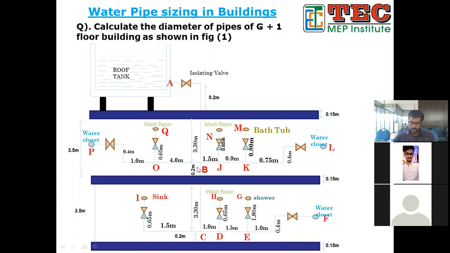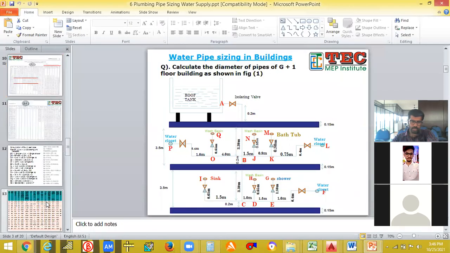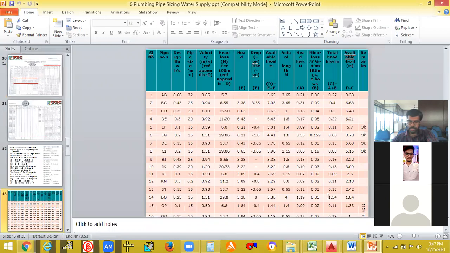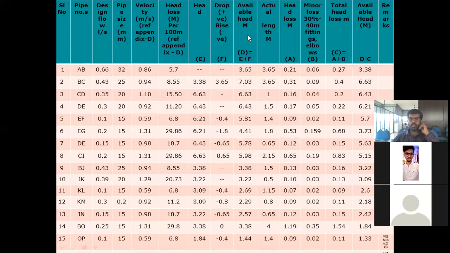If the water is going up, you can take this as negative. If it is going from here down, you can take it as positive, okay? So now it is positive only. The water from this roof tank is coming downwards, so you can take this positive. And the drop will be 3.3 plus 0.15 plus 0.2, that will be 3.65. You can write here 3.65 in the case of F. Now the available head would be 3.65 itself because E plus F.